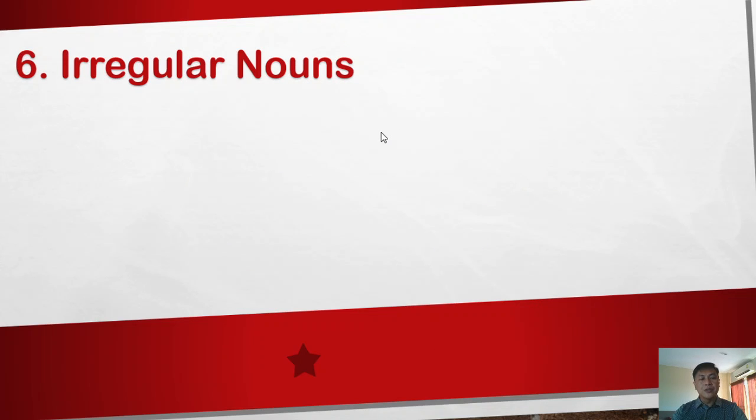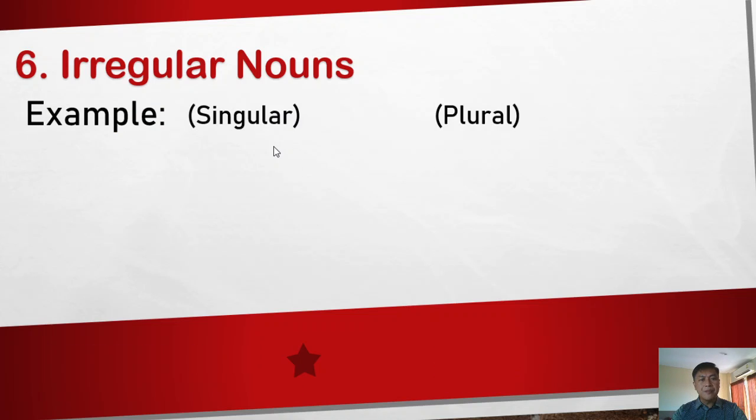Next is number 6, irregular nouns. So what are you going to do? Just remember the words. An example of an irregular noun is man. One man, the plural form becomes men. This is what we call an irregular noun. One man, two men.